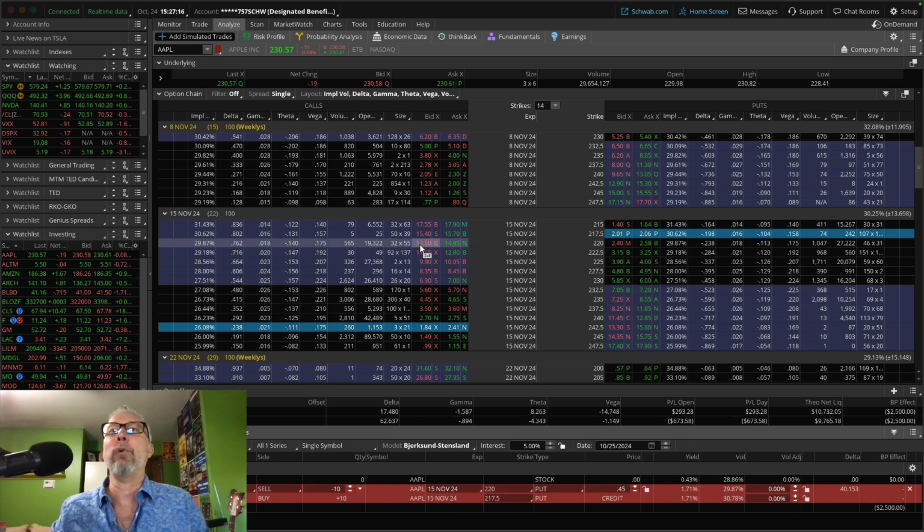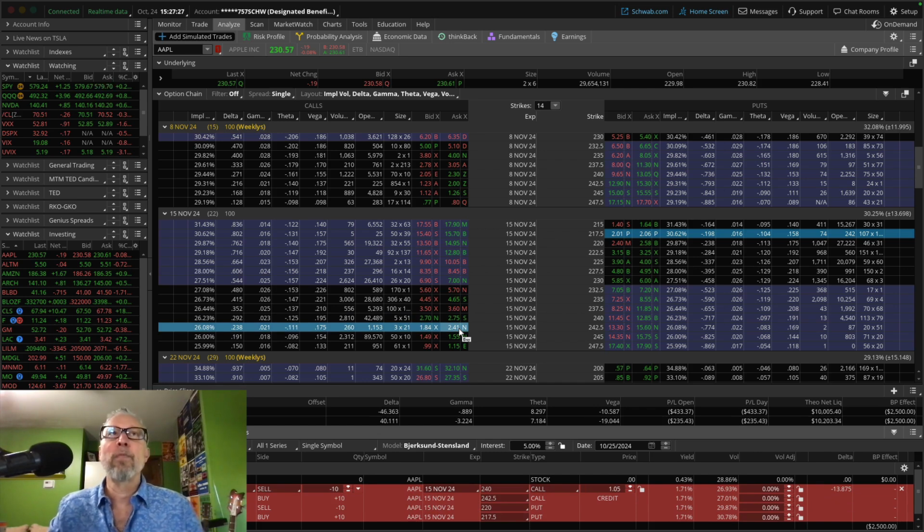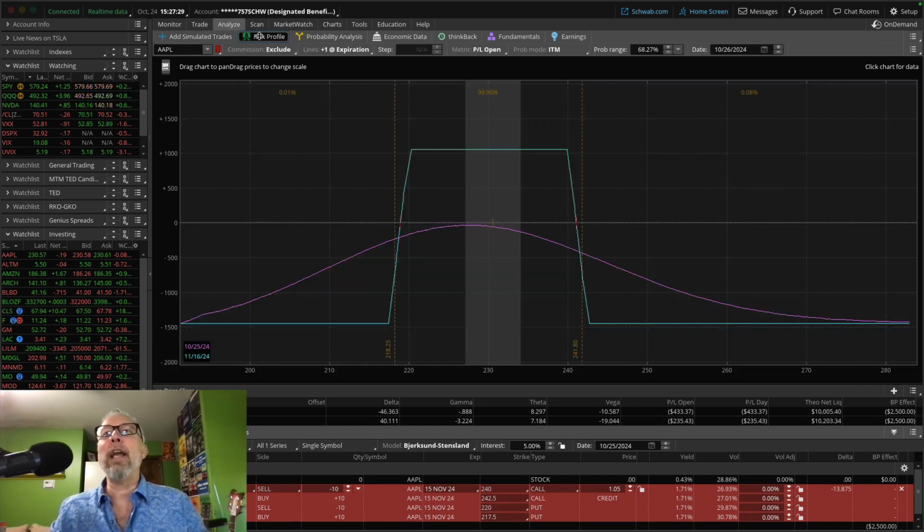Before we were selling the 220 calls, buying the 217.5 calls. And then we're going to do the same out of the money call spread as before. Sell the 240 calls, buy the 242.5 calls. And if you look at the risk profile, the break evens, they're almost identical. They're within a few pennies away.